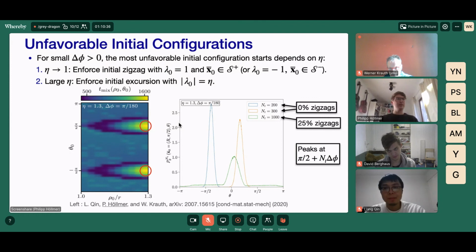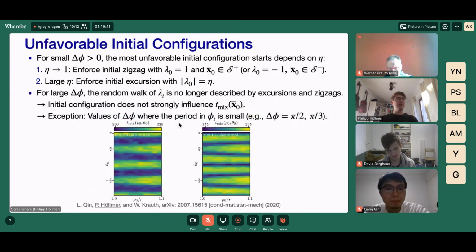So for small delta phi, we understand very well what the worst initial configuration is. For large delta phi, the random walk of our impact parameter is no longer described by excursions and zigzags, and then the initial configuration does not strongly influence our mixing time.